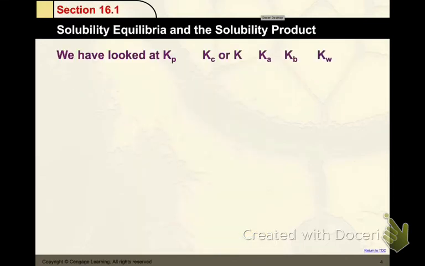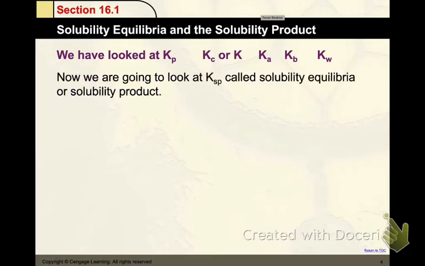Well, more of the truth to this is that even though it does for the most part form a solid, some of the ions still are in solution. So we'll be taking a look at that equilibrium here. So we've already looked at other equilibrium constants, Kp, Kc, Ka for acid equilibrium, Kb for base and water equilibrium, Kw. Here we're going to look at something called Ksp, solubility equilibrium or solubility product.